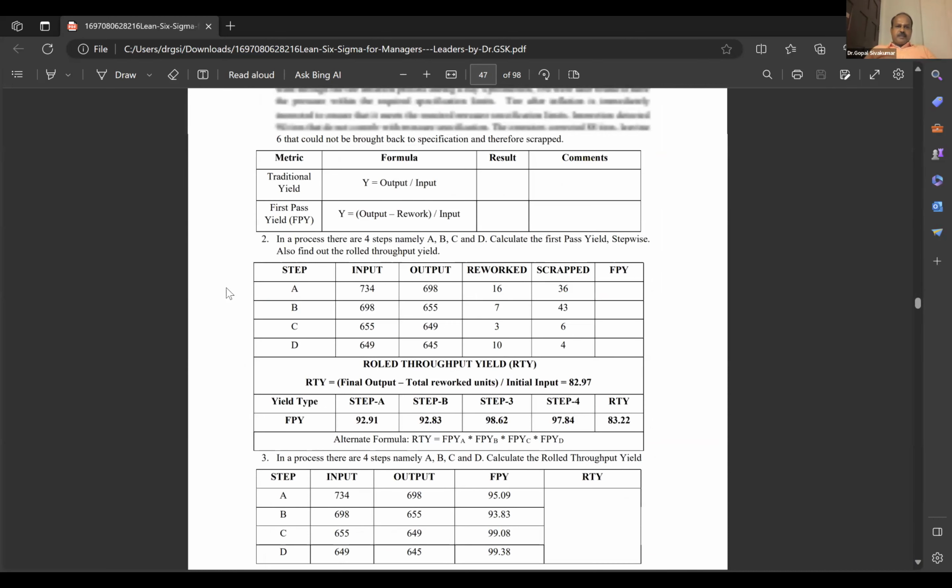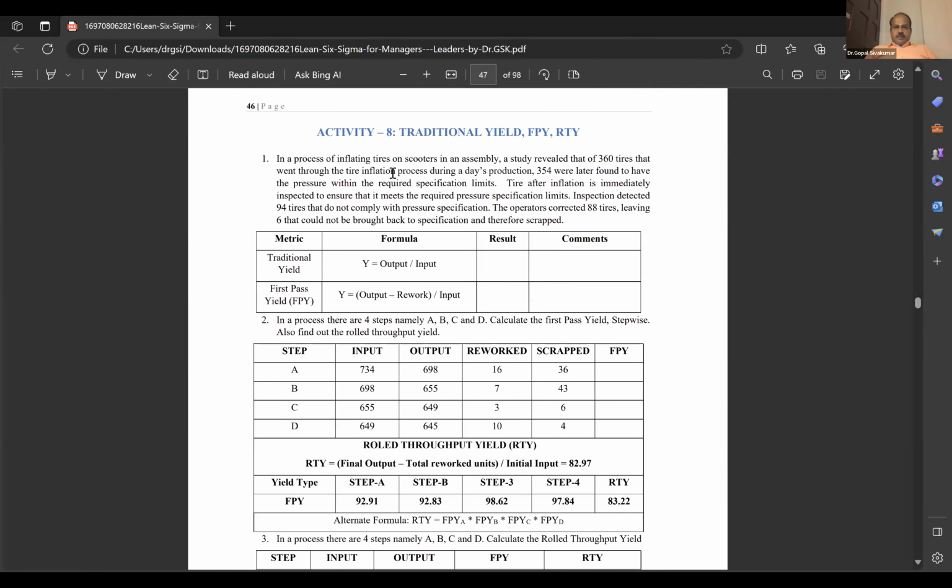See here, the first part. In a process of inflating tires on scooters in an assembly, a study revealed that 360 tires went through the tire inflation process during a day's production, and 354 were later found to have the pressure within the required spec. So what are they telling? 360 tires are inflated. The pressure must be as per the specification. When they actually check the tire pressure before assembly, how many tires are found to be okay? 354. That means for 6 tires, there was some problem.